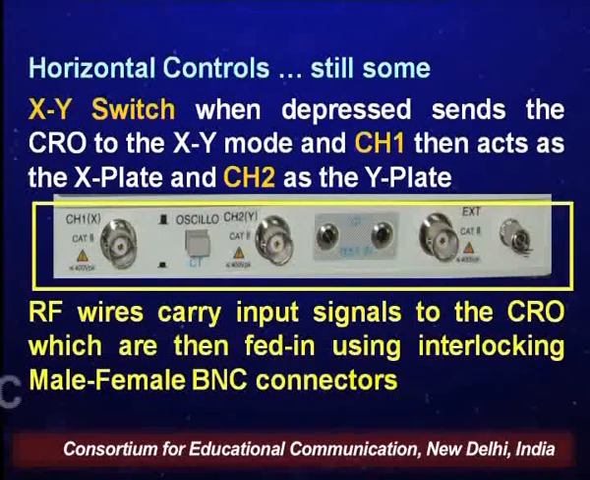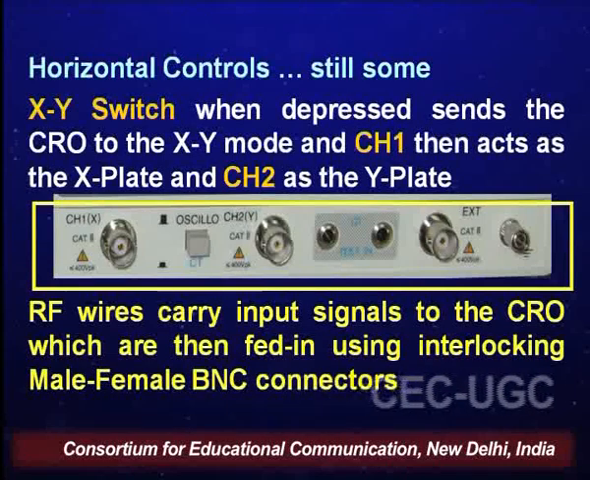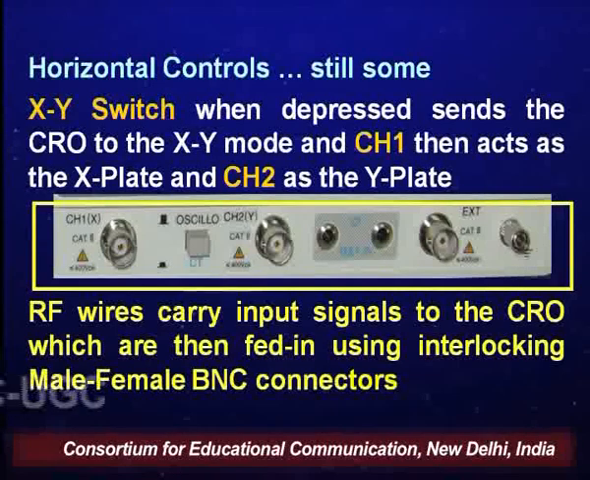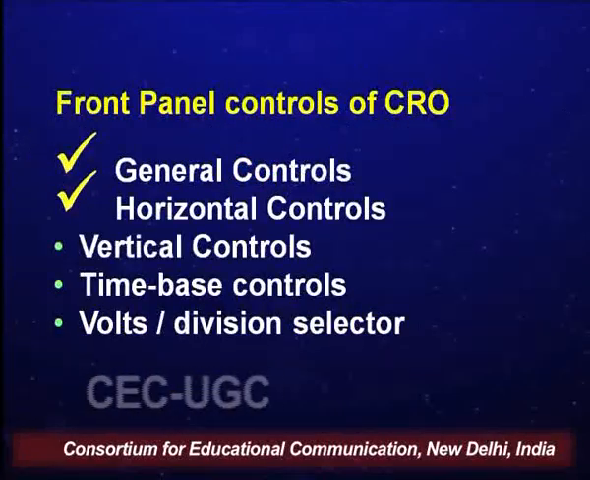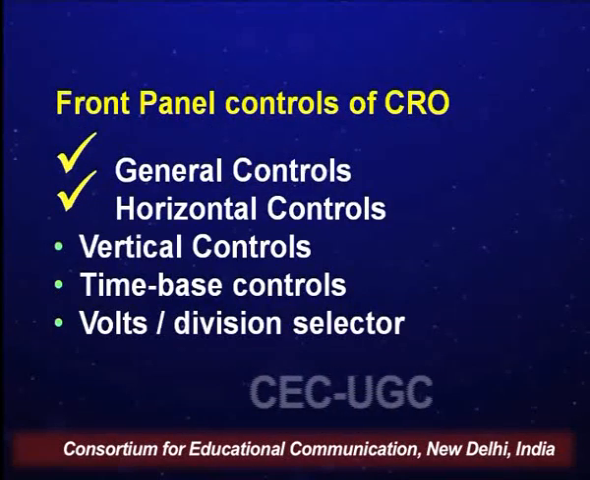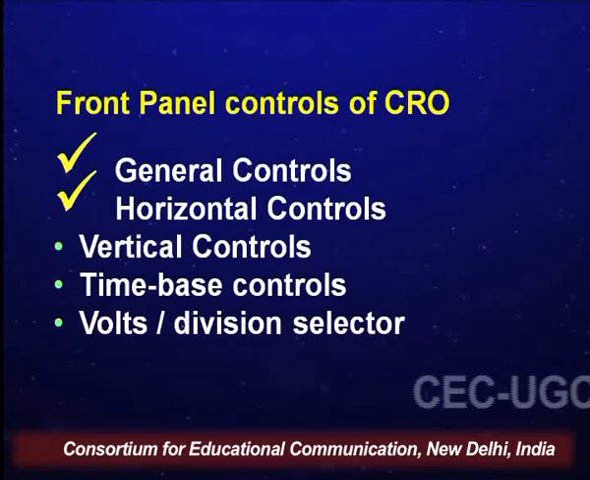There are 3 aspects in a signal. In 2 signals, we compare 3 aspects: amplitude, frequency and phase. For a single signal, there is only amplitude and frequency. So in order to know the phase difference between the 2 signals, we use this XY switch. So we have completed the general and the horizontal controls of the CRO.